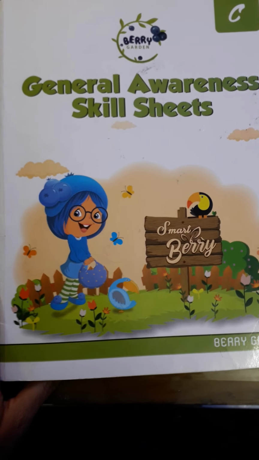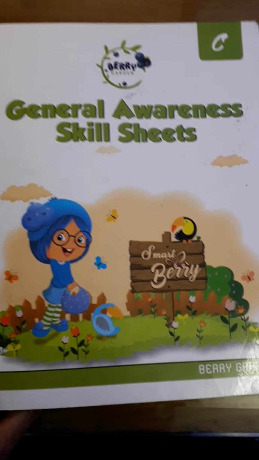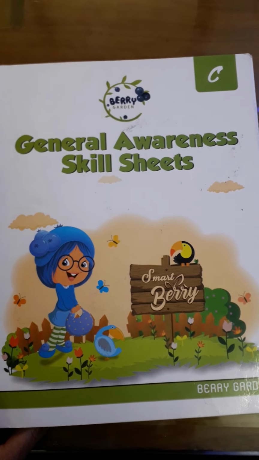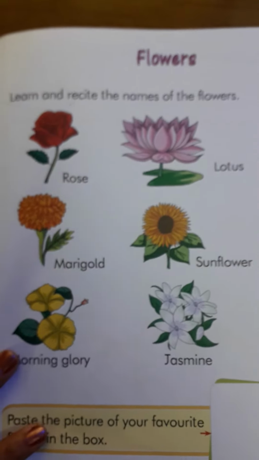Hello students, in my previous video I explained flowers to you. Now we are going to solve our general awareness skill sheet book topic, flowers. So open to page number 83, and the topic is flower.